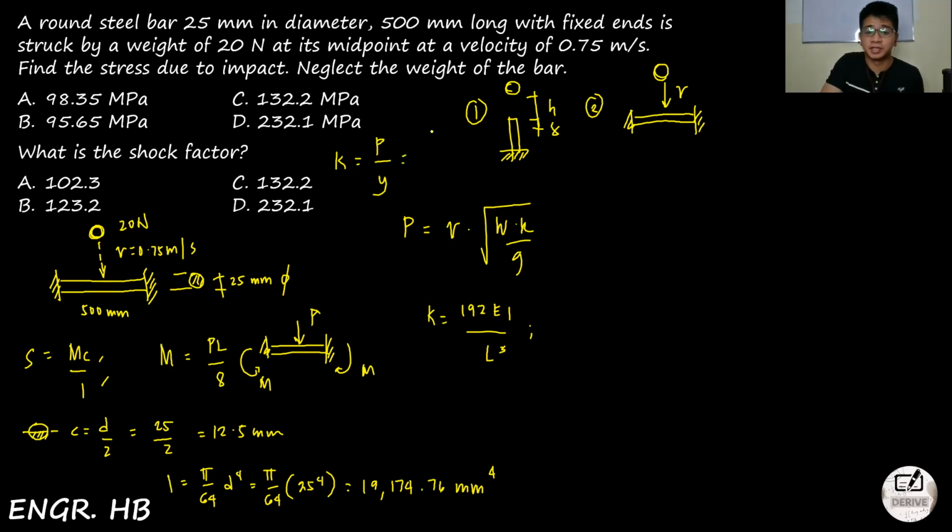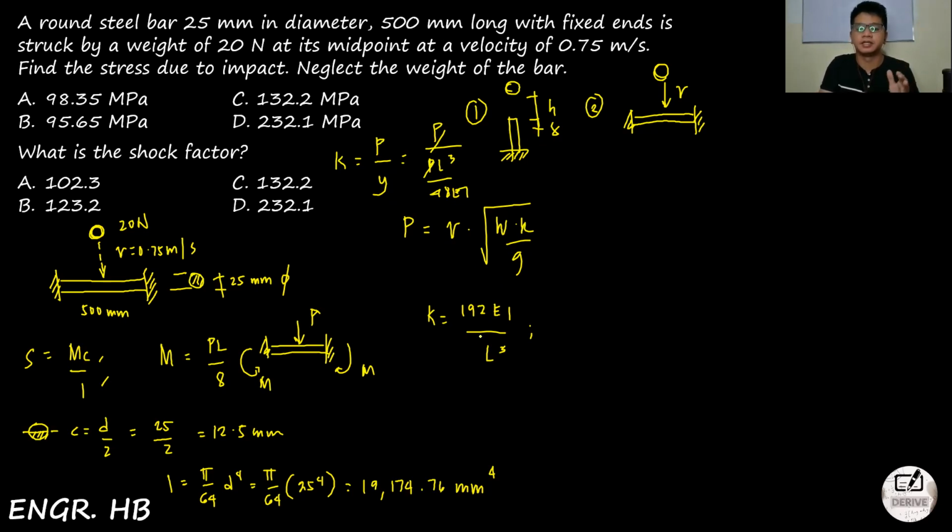So parang di maguluhan, sige, isulat ko na dito. Ang Y natin sa simply supported is PL cube over 48 EI. So, cancel. Tataas si 48 EI divided by L cube. So, magiging ganun, EI divided by L cube. So, depende sa scenario. So, this is a fixed end. So, maybe the Y of a fixed end is PL cube over 192 EI.